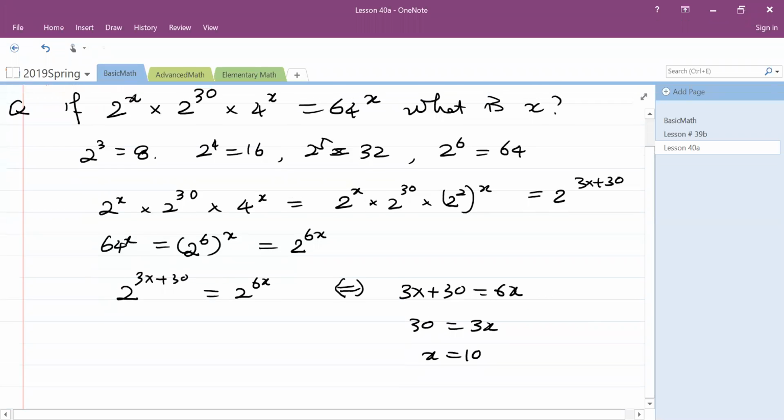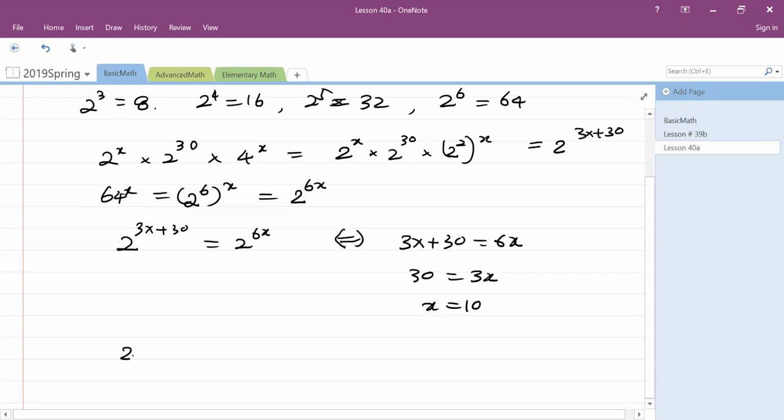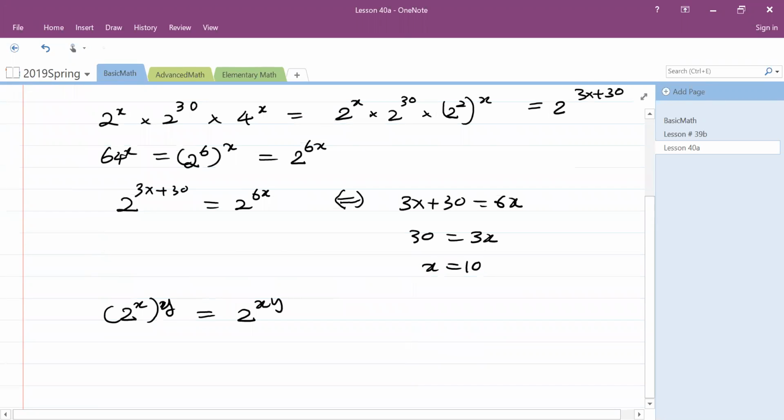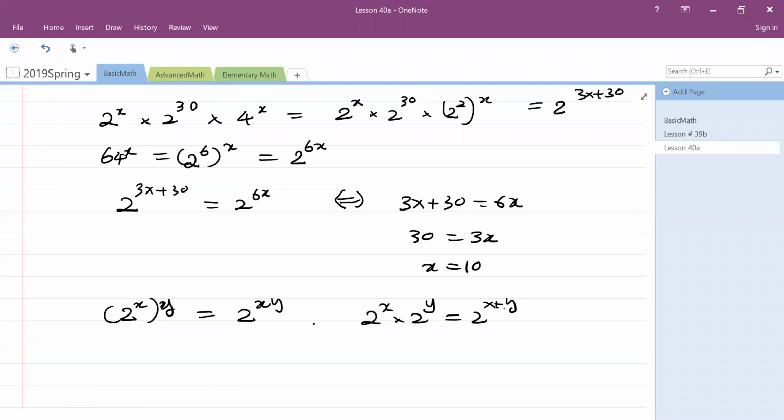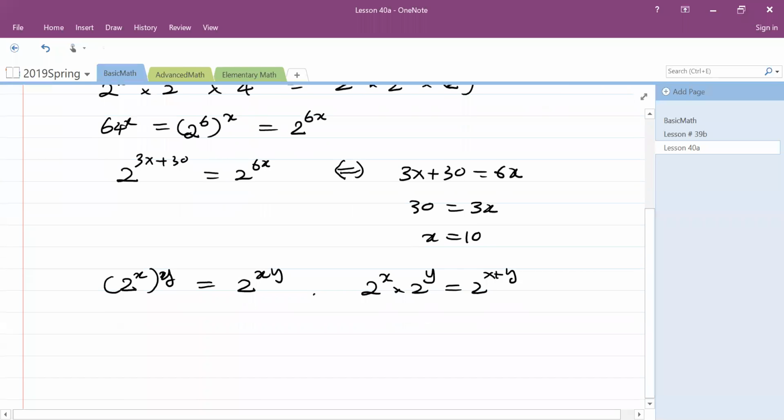Now, what kind of formulas are we using here? We are using the following basic formulas. If you have 2 to the x to the y, then this is 2 to the product of the two numbers, x times y. Another formula we're using is 2 to the x times 2 to the y is going to be 2 to the x plus y. Those are the basic formulas for the exponential function. x is not necessarily an integer here; x can even be a fraction. We can define 2 to any number: it can be a fraction, a negative number, a real number. But those are the formulas we should know. So that's the first problem.